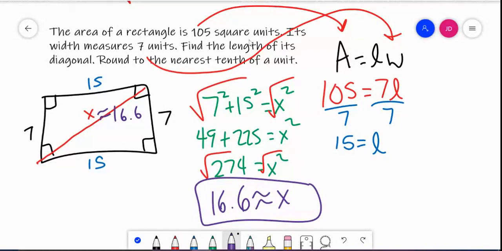Remember, the area of a rectangle is length times width, and you just got to divide the area by one of the dimensions to figure out the other dimension. That's why it's always helpful to draw the diagram. All right, let's look at one more.